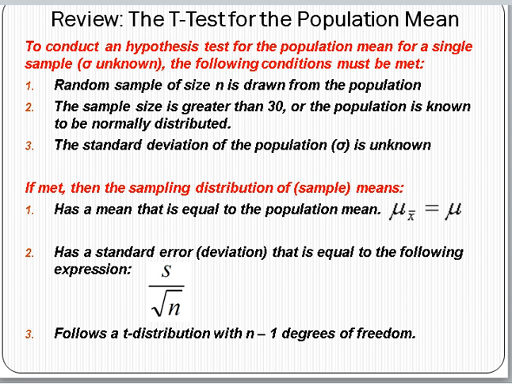If those conditions are met, then the distribution of sample means has a mean equal to the population mean, has a standard error or standard deviation of s, the sample standard deviation, over the square root of n, and follows a t-distribution with n minus 1 degrees of freedom. Remember that a t-distribution is almost normal. Not quite, but almost.